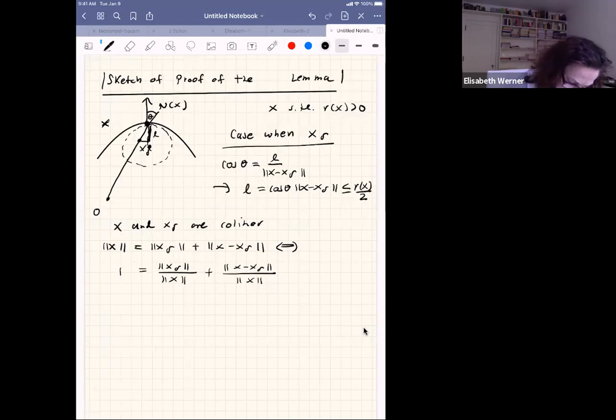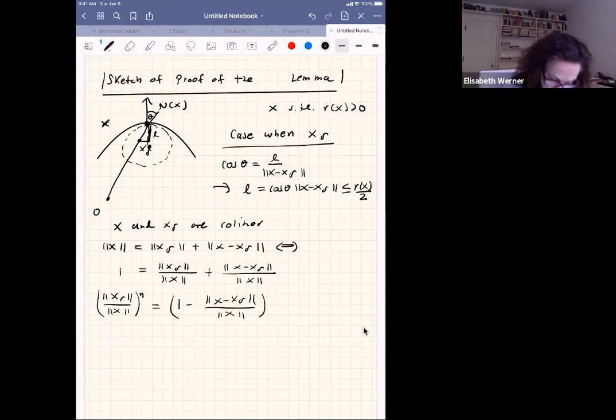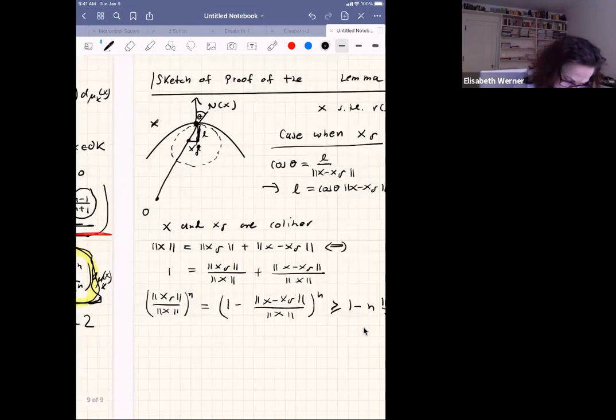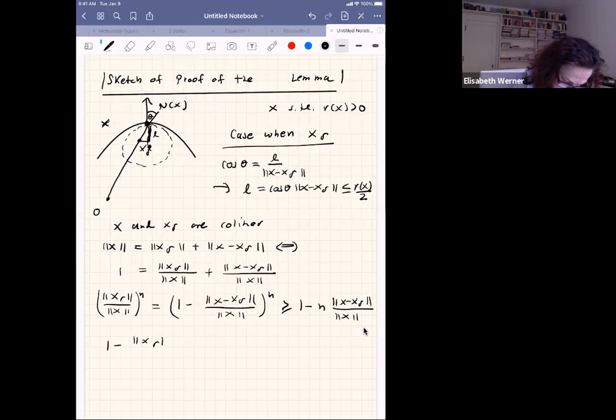But now what we'll have to look at is actually X delta over X to the N, which, if I bring things to the other side, is one minus X minus X delta over X, and this to the N. This is bigger or equal, I use Bernoulli again, and I think the estimate in this direction is what we need. So by Bernoulli this is bigger or equal than one minus N times X minus X delta over X. So the guy that we are really looking at, one minus X delta over X to the N, is then smaller or equal than N times X minus X delta over X, always the norm.